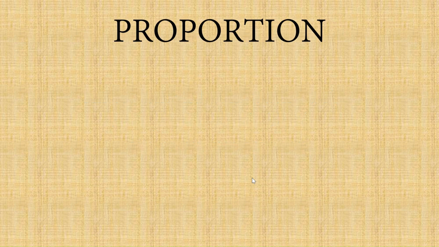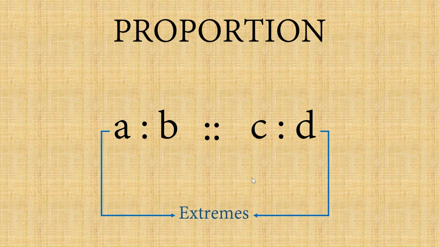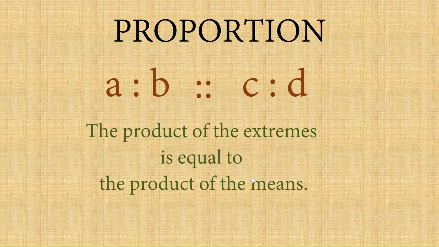In a proportion, we have seen that A is to B and C is to D are two ratios and they are equal to one another. The extreme values, that is A and D, are called extremes, and the middle values B and C are called means. For any proportion, the product of extremes will be equal to the product of means. Extremes are A and D, so A into D will be equal to B into C.